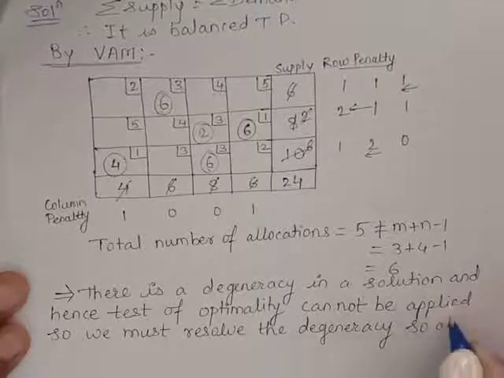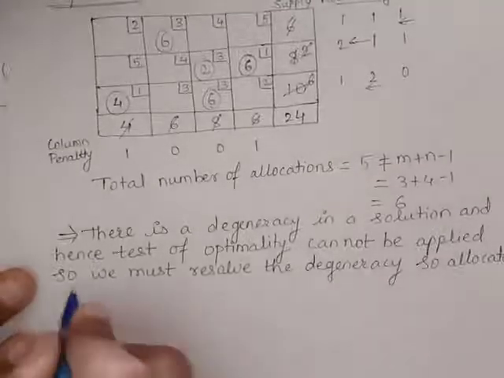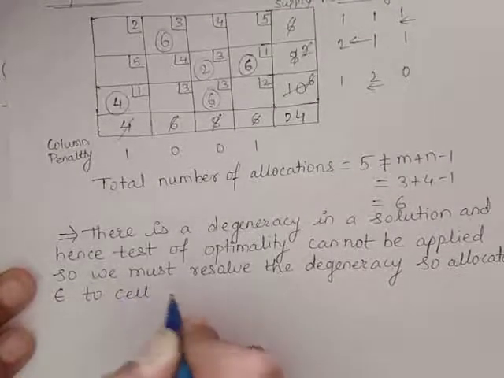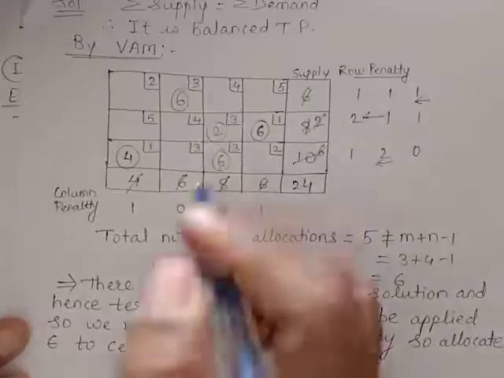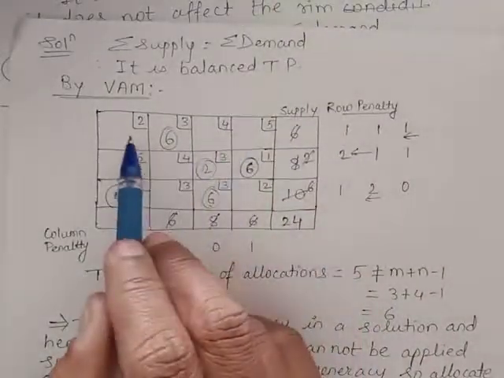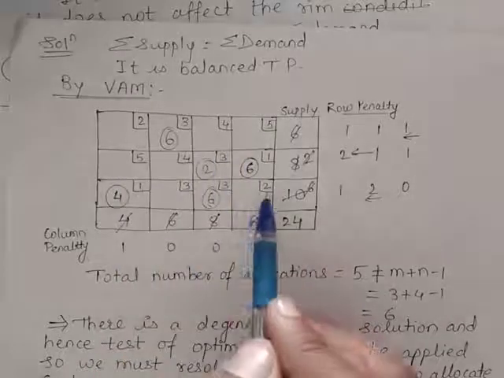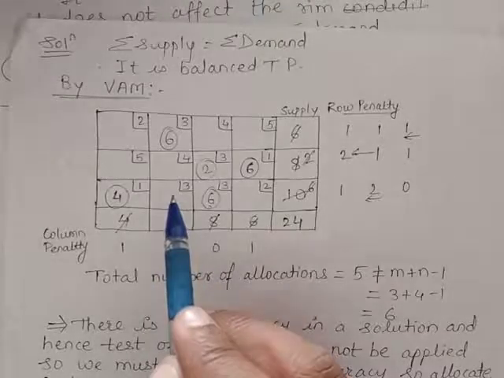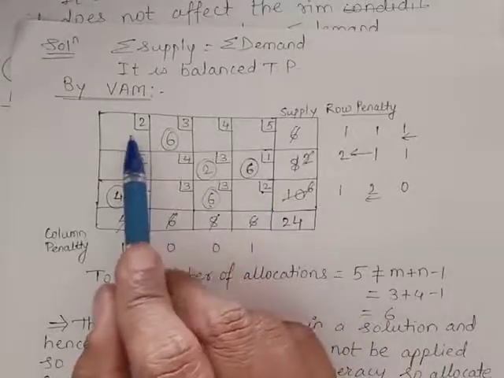So allocate epsilon to a cell. Now let's find out that cell. So here look at the table again. Here the minimum cost out of the unoccupied cells is this 2 as well as this 2.